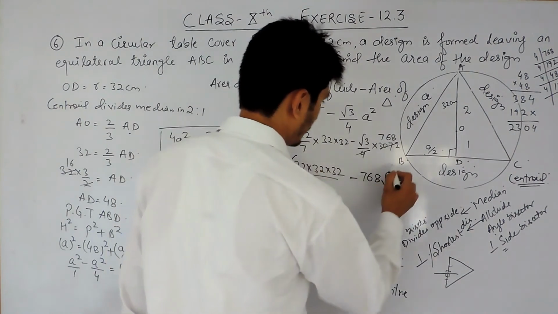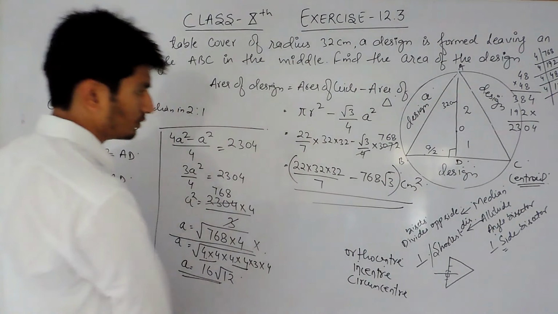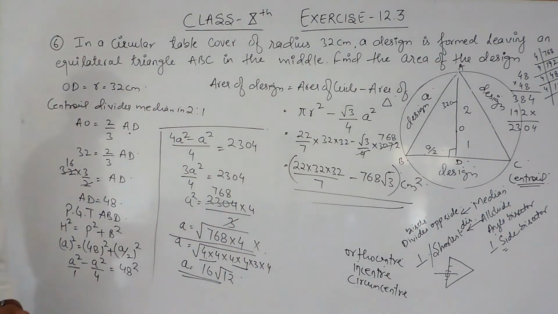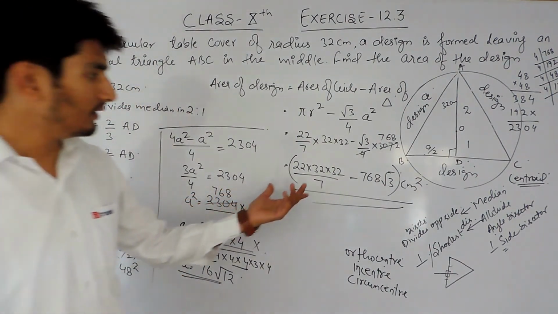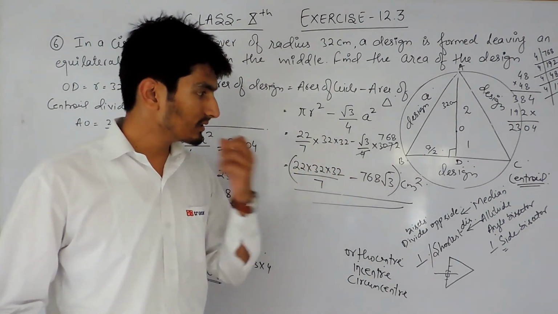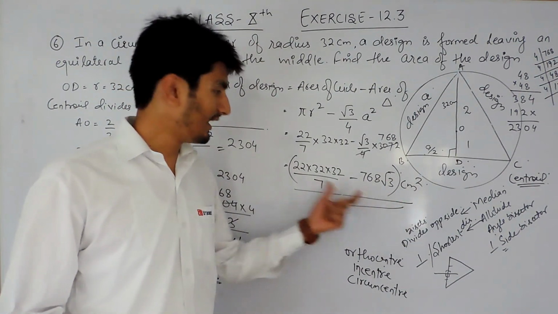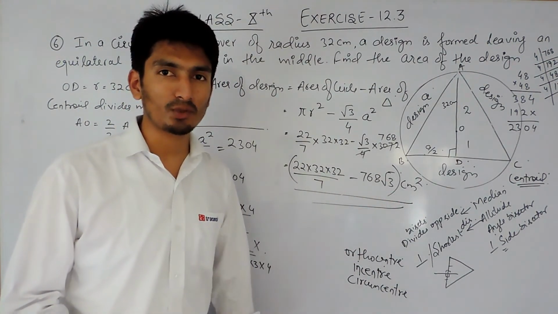The dimensions are in centimeter, so centimeter square. So this should be my answer here. If you want to solve this further, you can multiply these values and divide it by 7, and then you can put the value of root 3, which is 1.73, multiply it, and subtract the values, and you can get your answer.